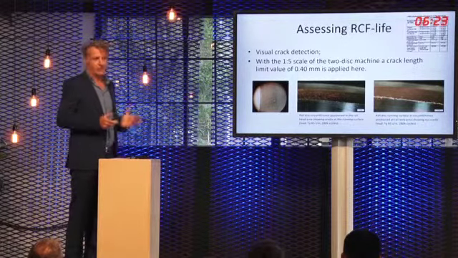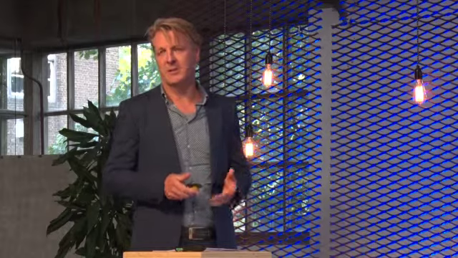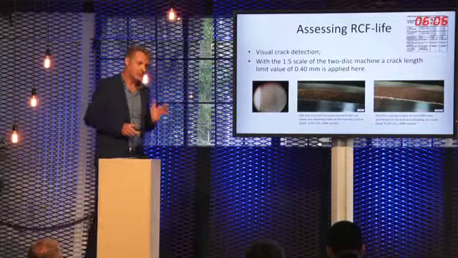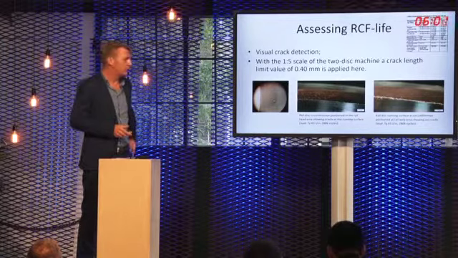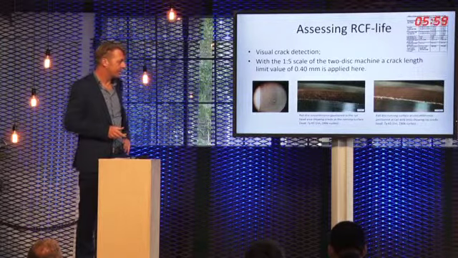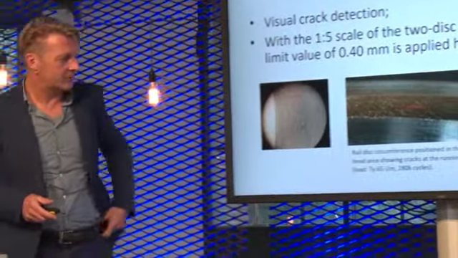As I said, we use a visual assessment together also with some eddy current measurements. But basically it's a visual crack detection, just like has been done by the Burstow approach outside. There we use a 2 millimeter minimum crack length to set the data points. Because of the 1:5 scale, we use the 0.4 millimeter here. Here you see some crack development in the surface.